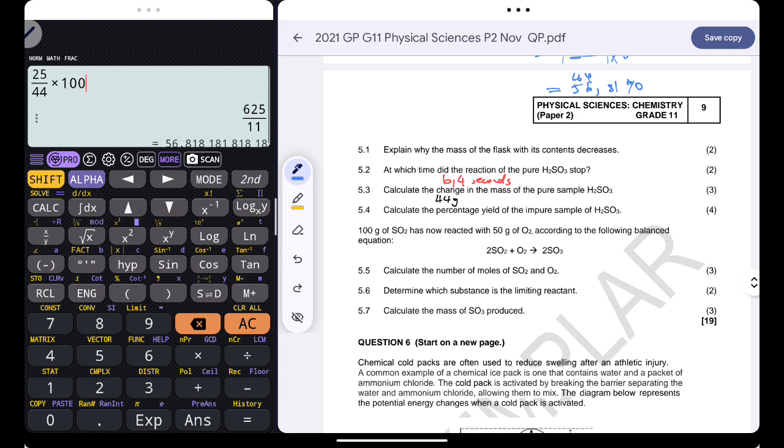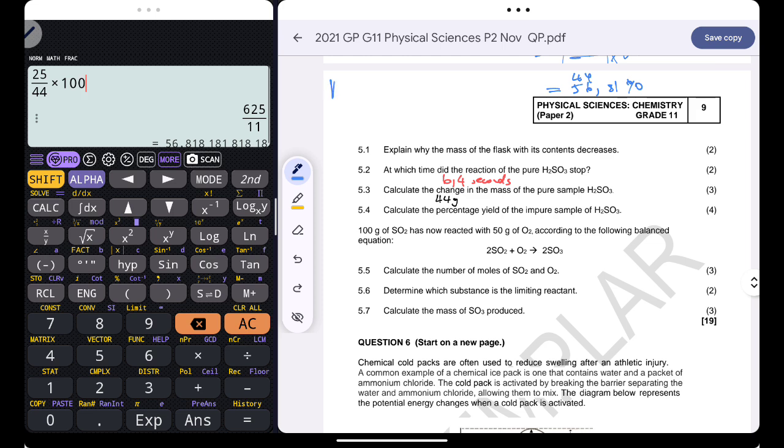I'm told that 100 grams of sulfur dioxide has now reacted with 50 grams of oxygen according to the following balanced equation. Calculate the number of moles of sulfur dioxide.